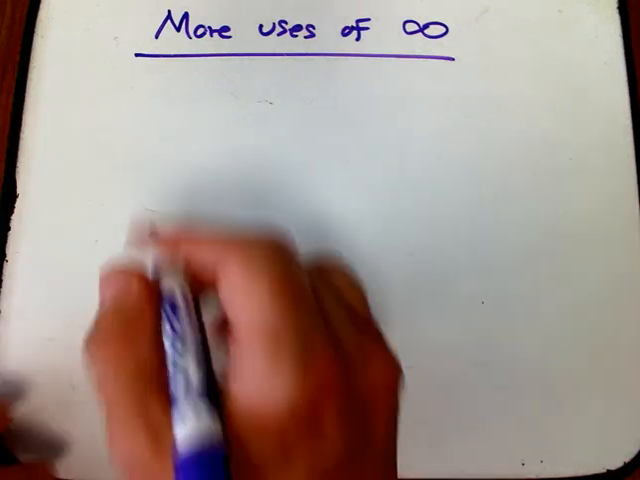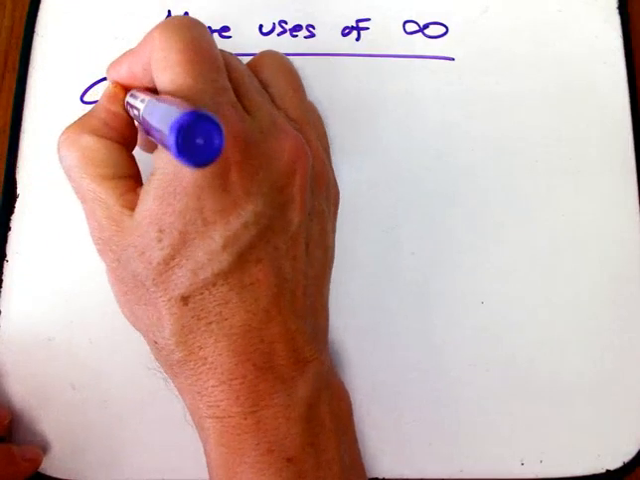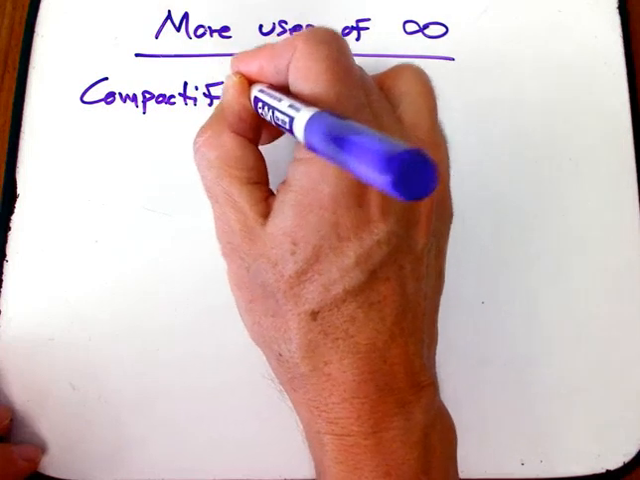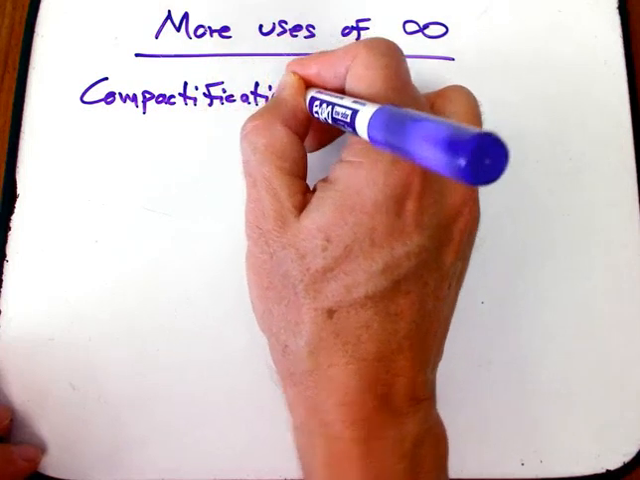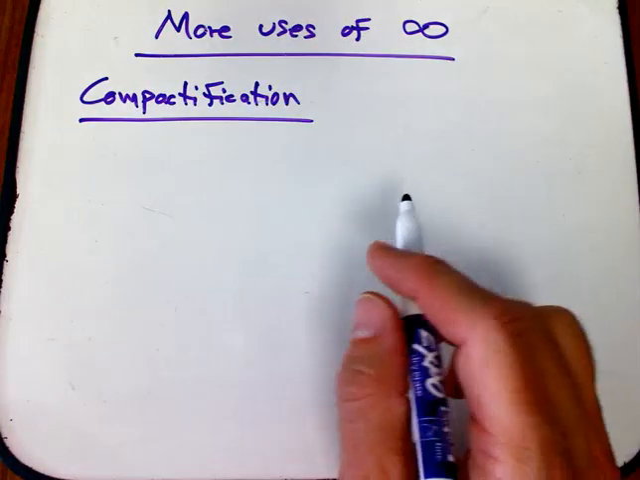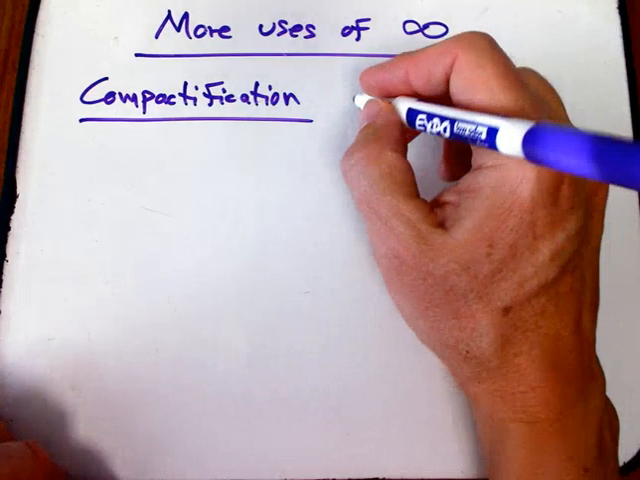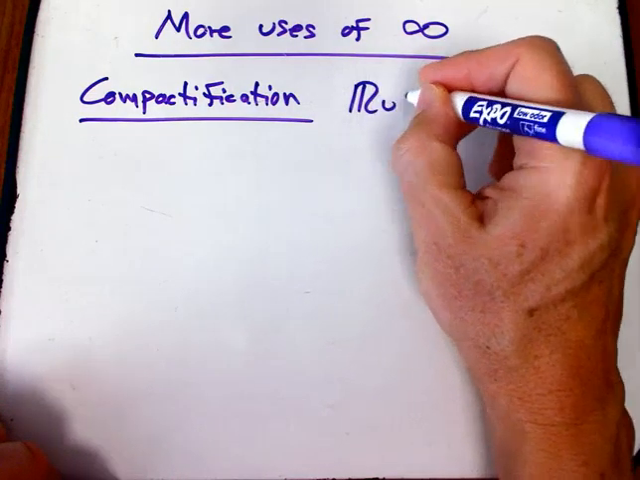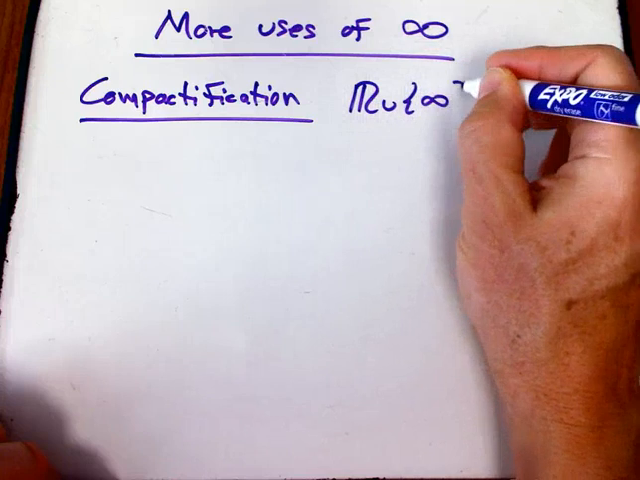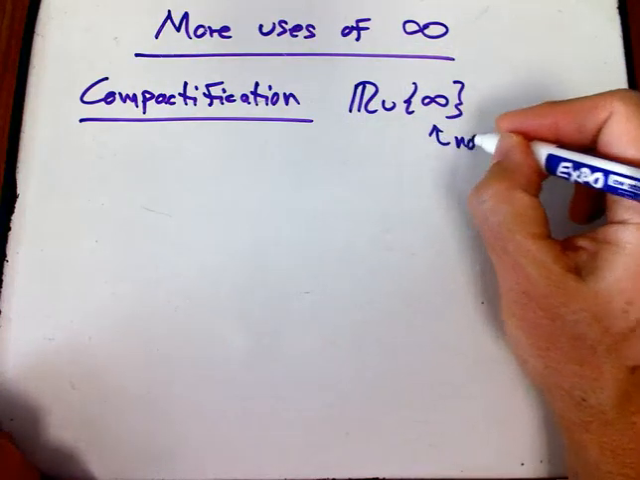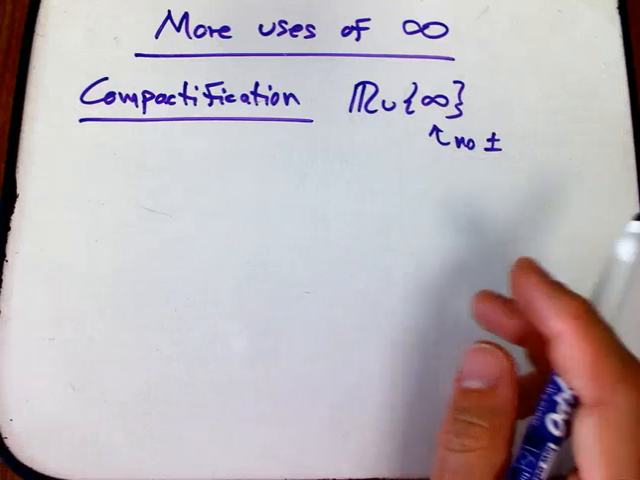But let me turn to a really general thing. It goes under the heading of compactification. I'm not going to talk a lot about the topology behind that phrase. But let me show you one of the simplest examples, and that would be called the real line union a point at infinity. And notice this is not a plus or minus. There's just going to be one point at infinity.